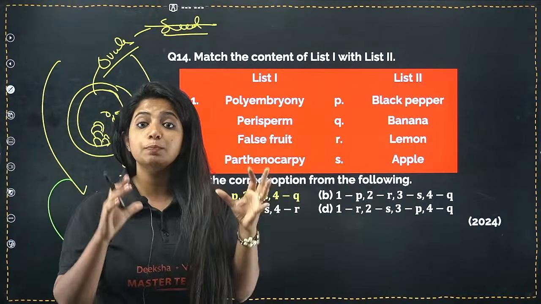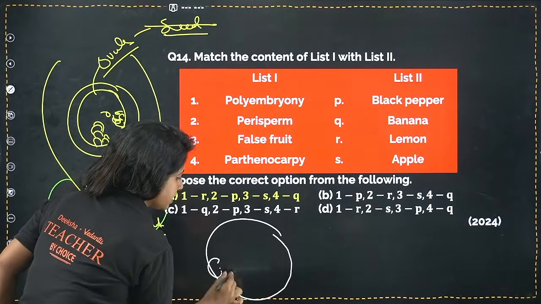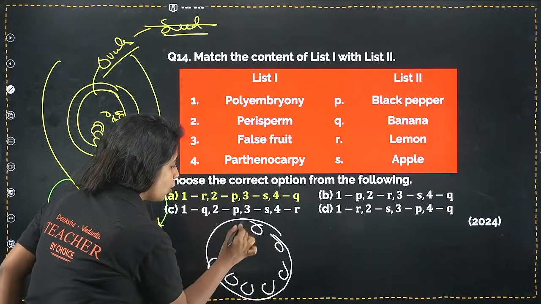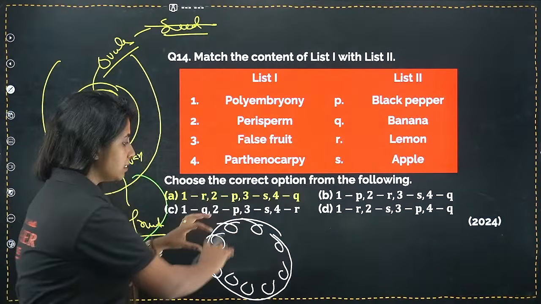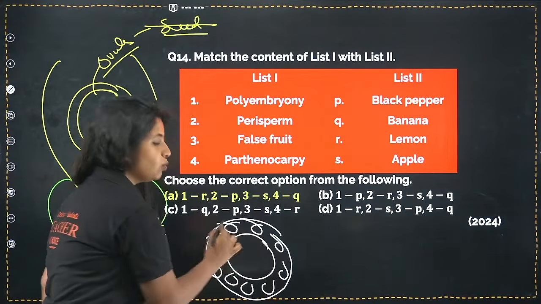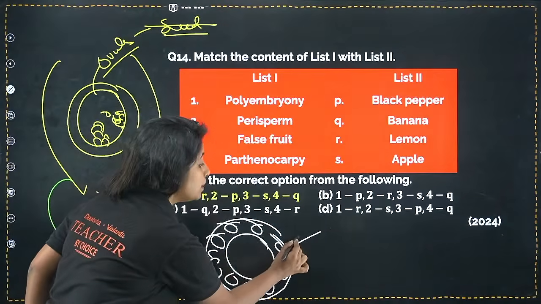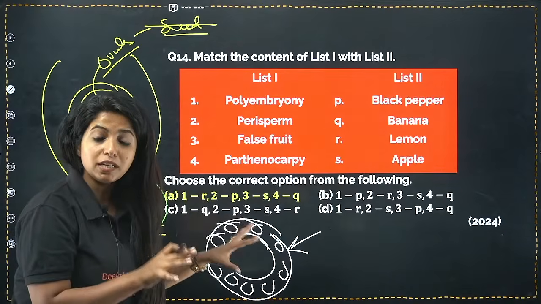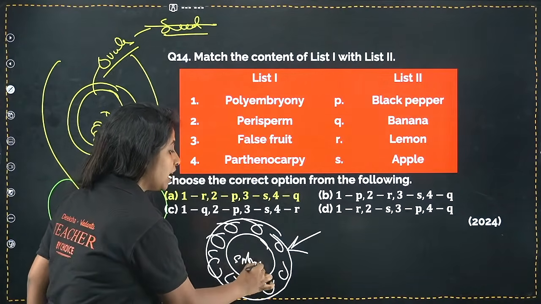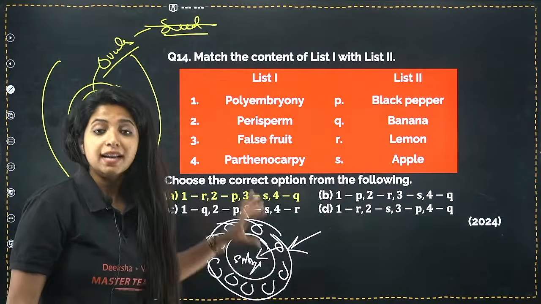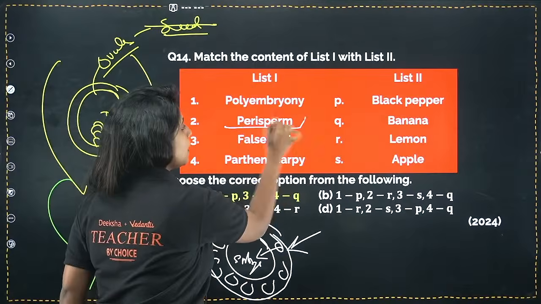Perisperm. Perisperm means persistent nucellus. So what exactly happens? You have the ovule. Inside the ovule you have certain cells which you call the cells of the nucellus. Usually this nucellus is used up when it helps in the formation of the embryo sac and so on. But sometimes it might persist. It will still wait for the embryo to form, and will help in nourishment of the embryo. This persistent nucellus is known as perisperm.